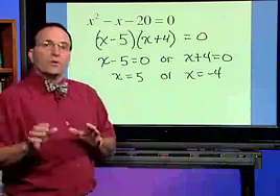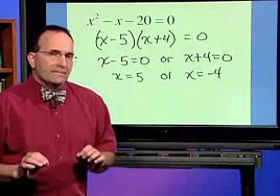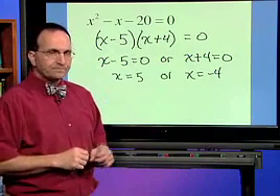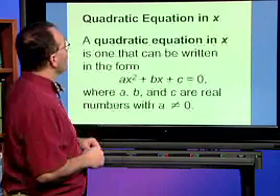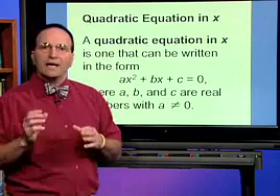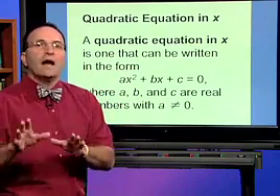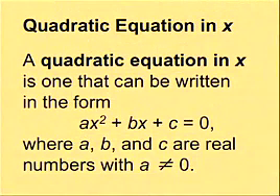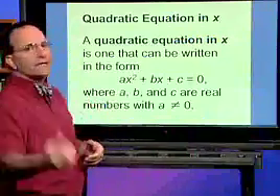All right, so let's examine quadratic equations now in a little bit more detail. First of all, let's talk about what a quadratic equation in x is. It's one that can be written in the form ax squared plus bx plus c is equal to 0, where a, b, and c are real numbers, and a does not equal 0.